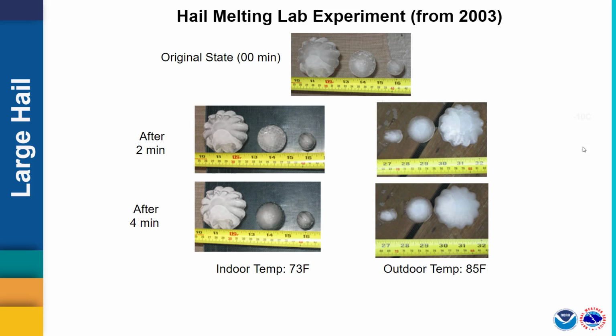And you see with the indoor temperature run, which represents a very warm summertime environment, there was very little melting, even after 4 minutes, about the point when the hailstone will reach the ground. Very little melting at all. When we put them outside in an extreme environment that we rarely ever see with severe storms, we do see some melting, particularly the smallest ice cube, but mostly wetting of the larger cubes.